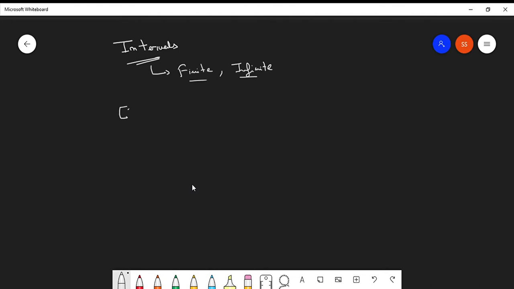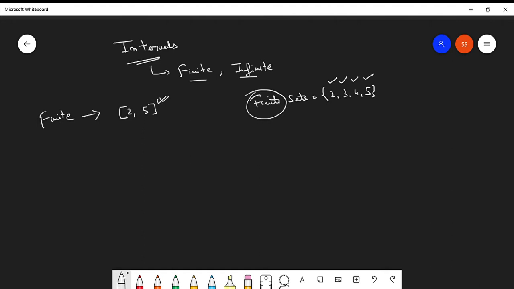Suppose we have this interval 2 comma 5, and we have a set S. Let's say this is a finite interval. Let us talk about this. This is a finite interval, and we also have things called finite sets. So let's say we have a finite set 2, 3, 4, 5. Now it is pretty easy to see that there are only 4 members in this finite set. But are there only a finite number of members in this finite interval?